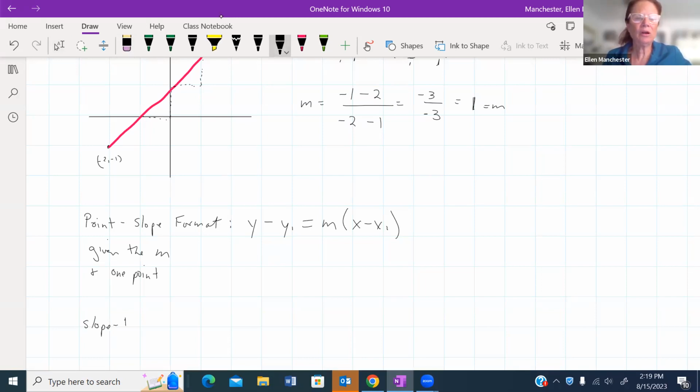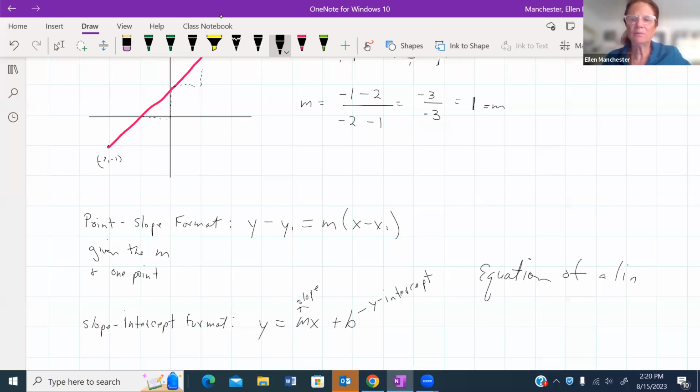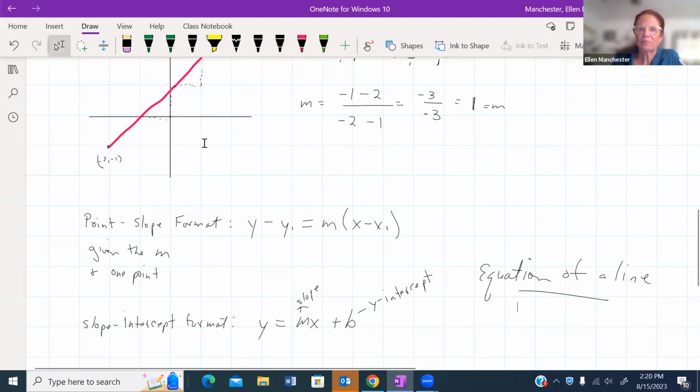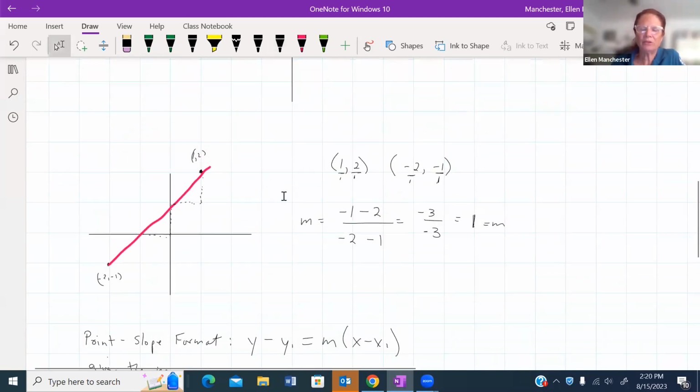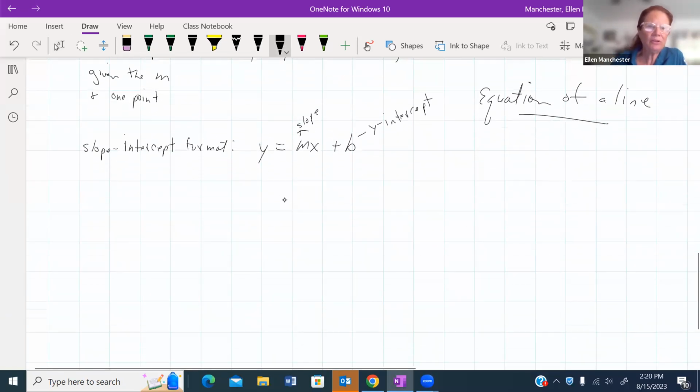which many of you are already familiar with. So the slope intercept format is y equals mx plus b. M is your slope, and b is your y-intercept. That's your equation of a line. Okay, so to find the equation of a line, we're going to use these 2 sets of points to find an equation of a line.